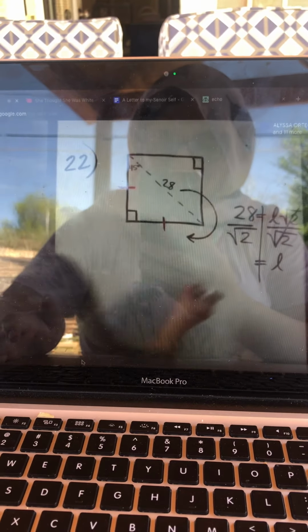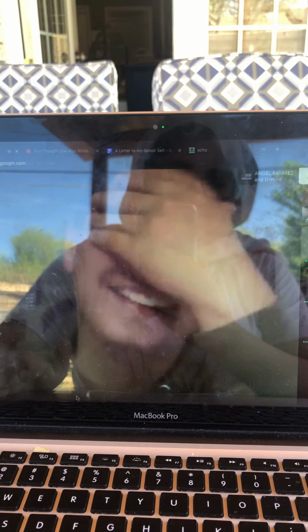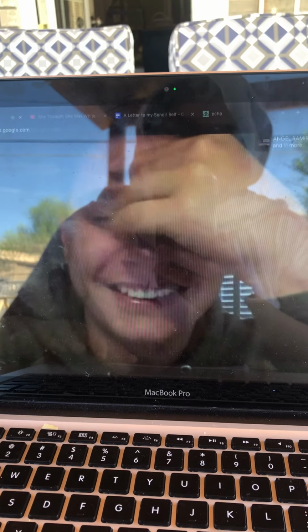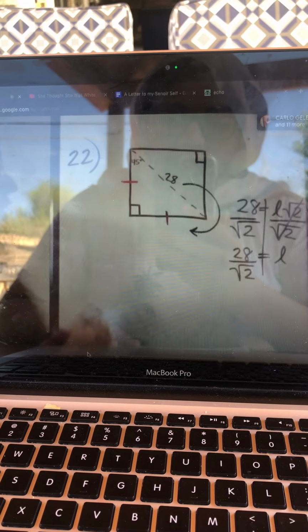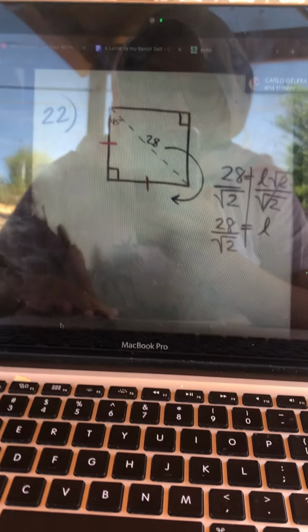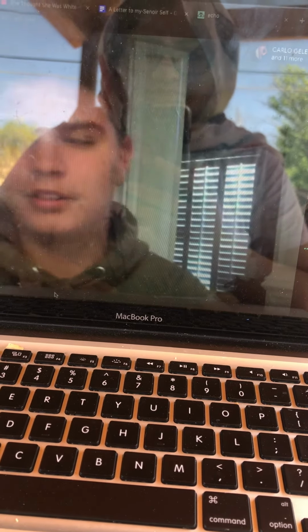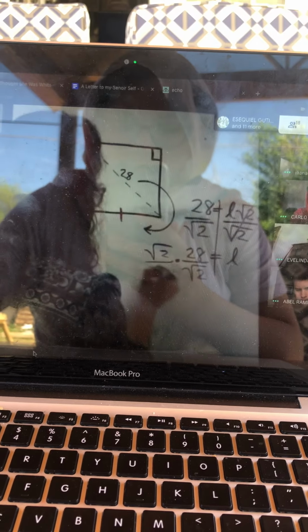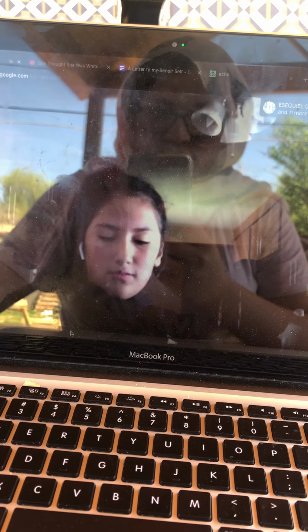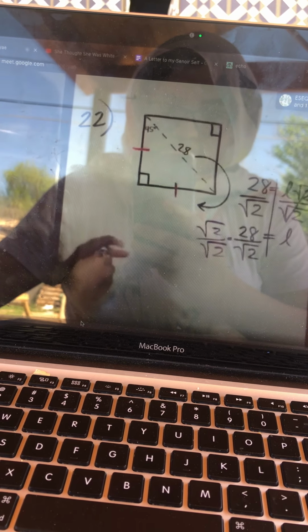Adrian, seriously. Okay, so I need to do what here? Rationalize. Yes, and in this case, that's not divisible, so I need to rationalize. The numerator is just 28 square root of 2.